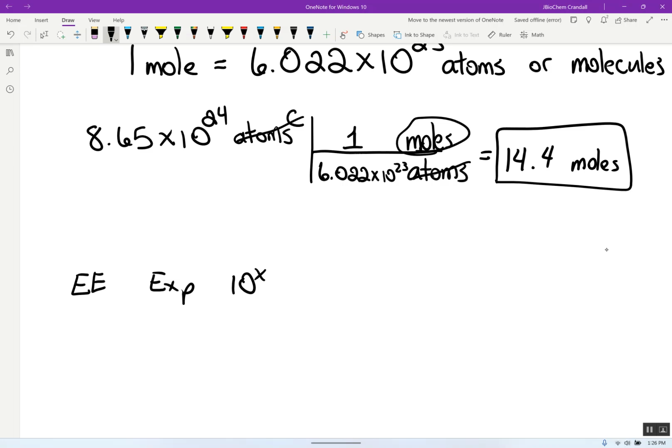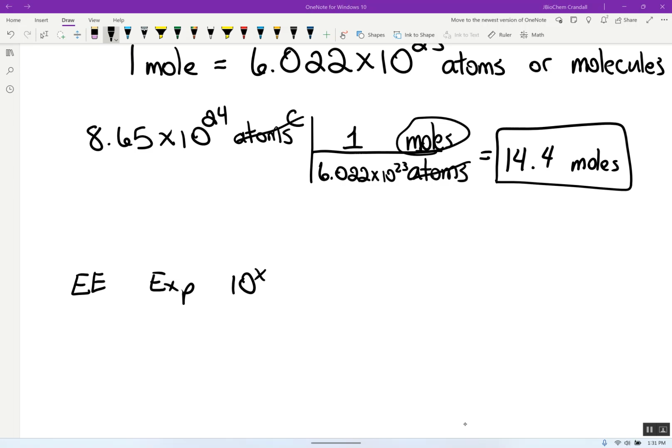How are you guys doing? Is that what you're getting? All right, so we get 14.4 moles when we do that. Now, another way you can know if you're getting the correct answer or not, even if you haven't entered it into your calculator correctly or whatever, is you can always take 8.65 and divide it by 6.022.